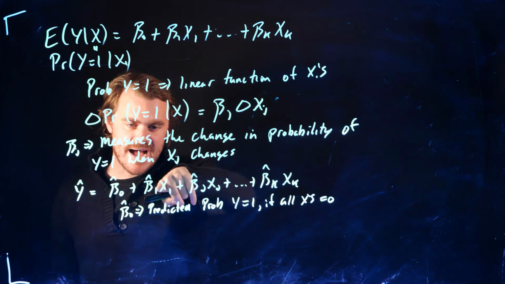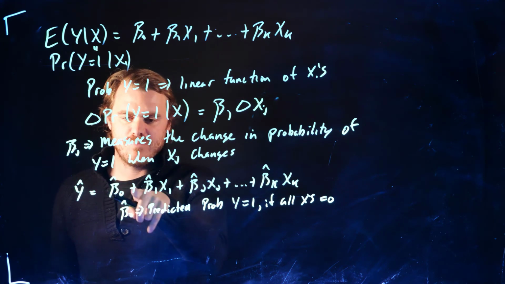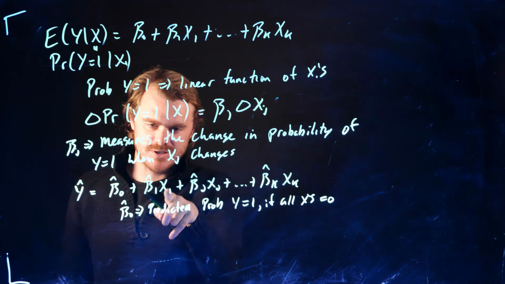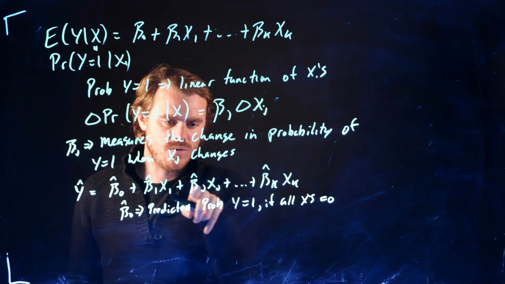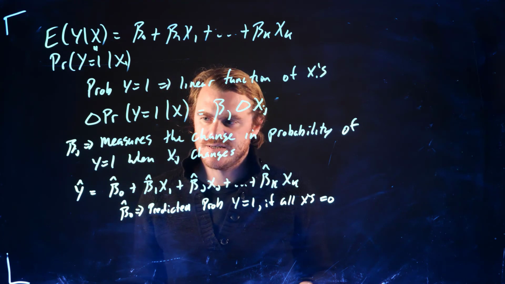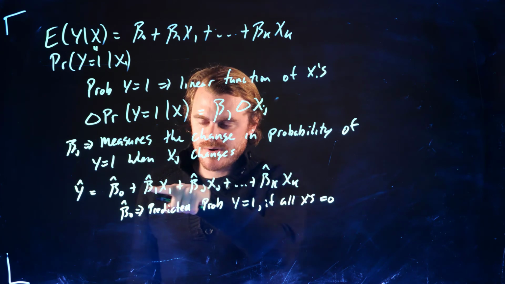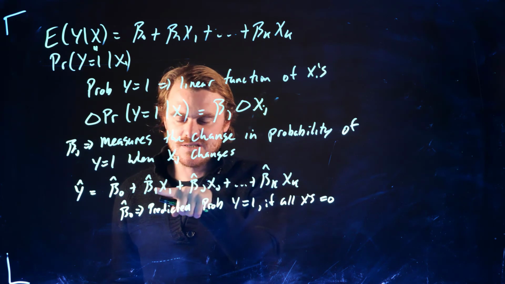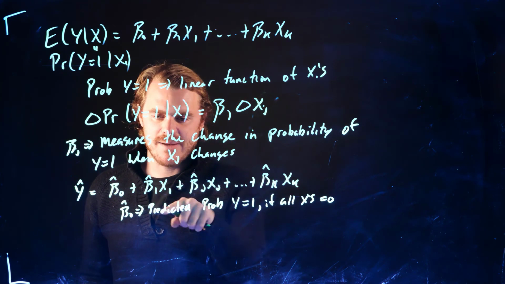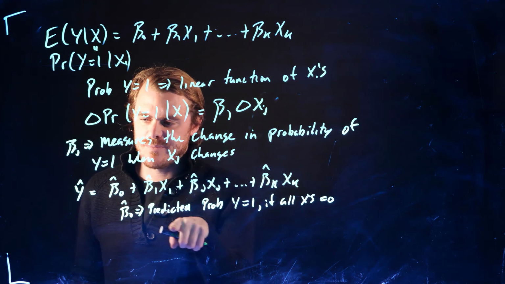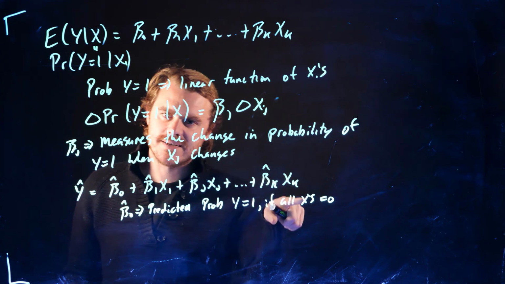And then beta hat 1 here is measuring the change in probability that y equals 1 from this change in x1, holding x2 and all these other x's constant. So it's about the change in probability of y equals 1. That's how we're thinking about these changes in the slope variables. The intercept, just like you'd imagine, is capturing the predicted probability that this dependent variable equals 1 when all these x's equal 0.